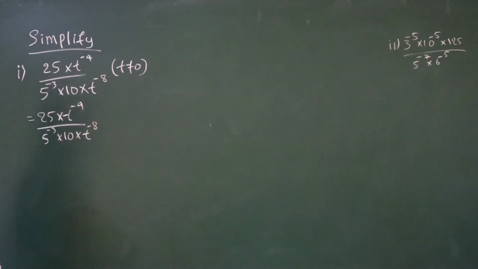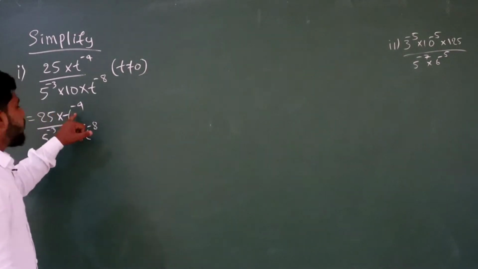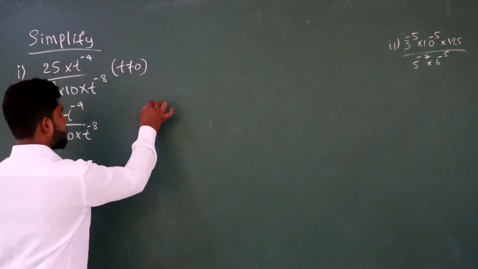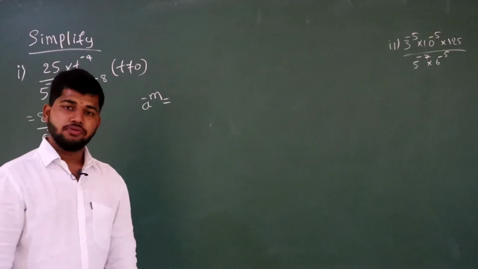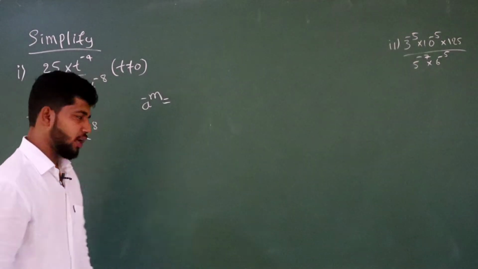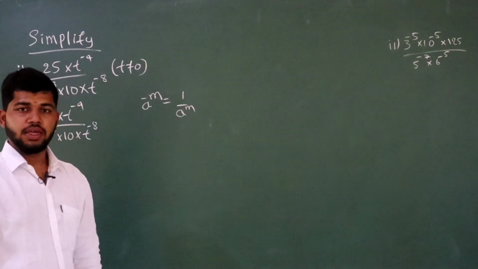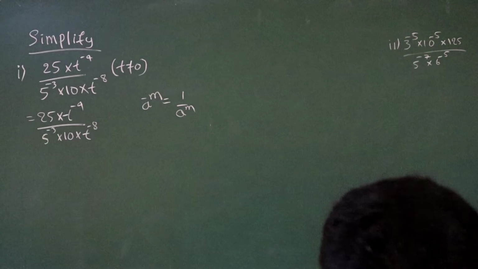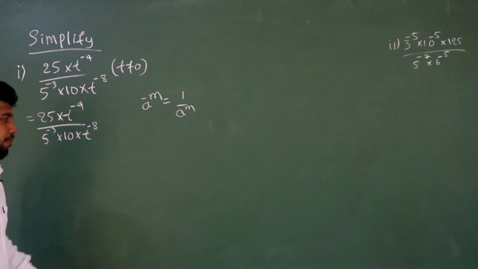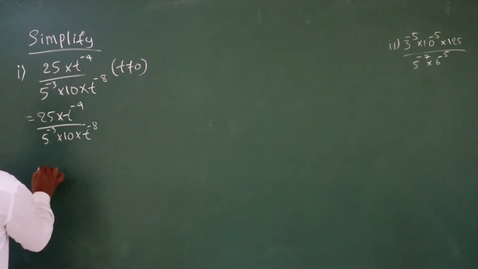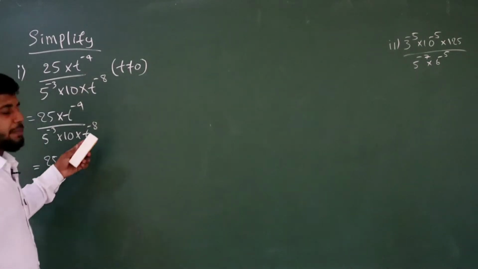Now, by looking at the problem we can understand that t power minus 4 is in the form of a raised to minus m. We can write it as 1 by a raised to m. So t power minus 4, in the form of a power minus m, we can write as 1 by a power m.